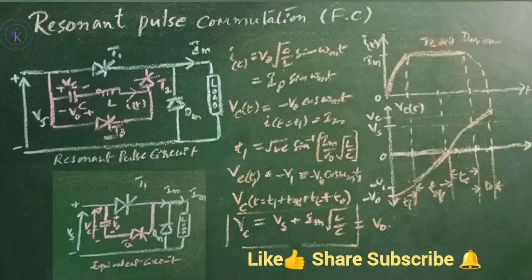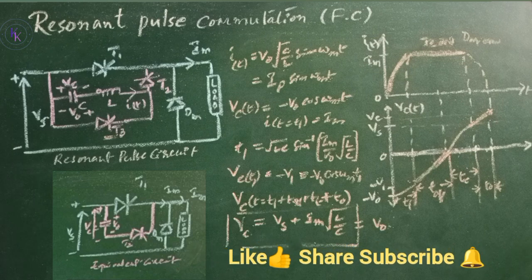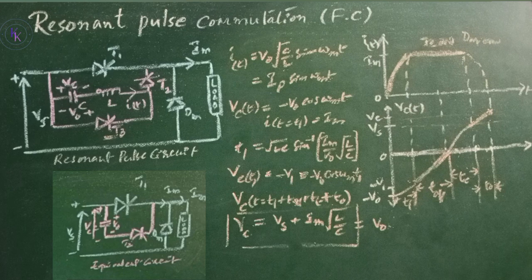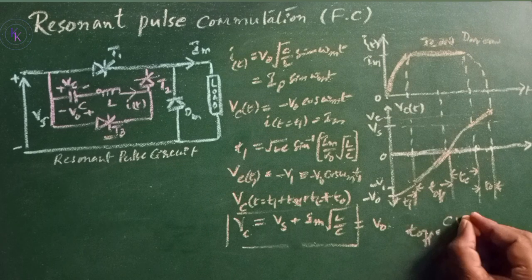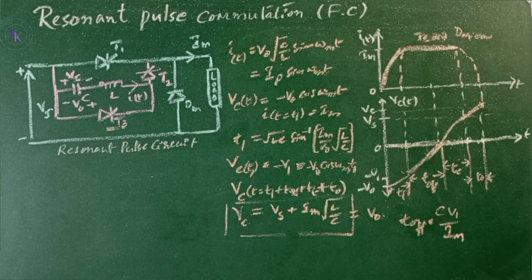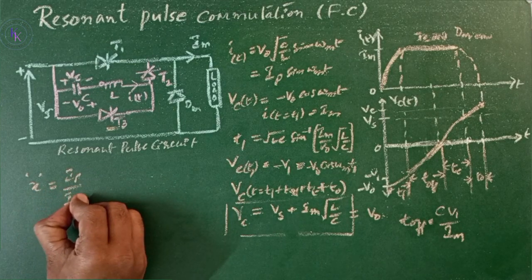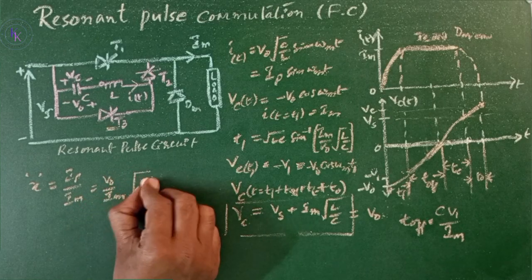The equivalent circuit for the charging period is similar to the equivalent circuit of impulse commutation, and the link is given below. Please go through the impulse commutation process. Then the circuit turn-off time Toff is given by C V1 / Im. Now let us define a parameter X, which is the ratio of peak resonant current Ip to the peak load current Im, equal to Ip/Im, which equals (V0/Im) √(C/L).